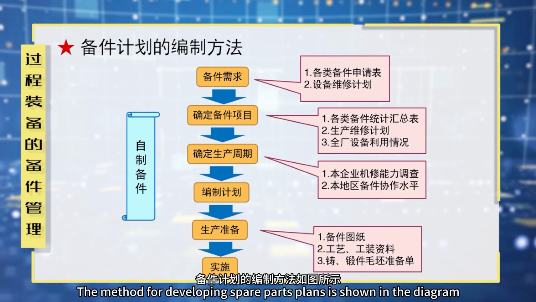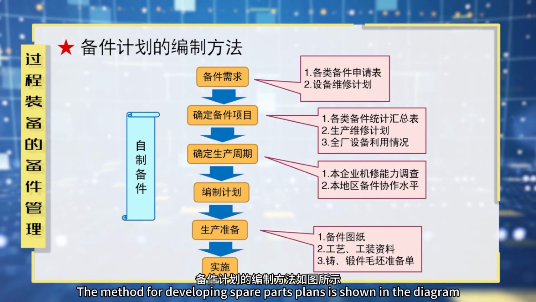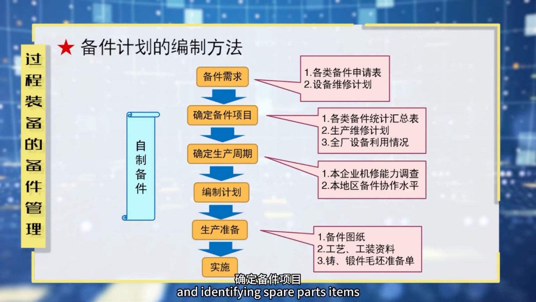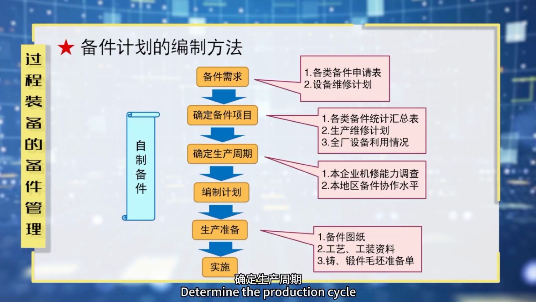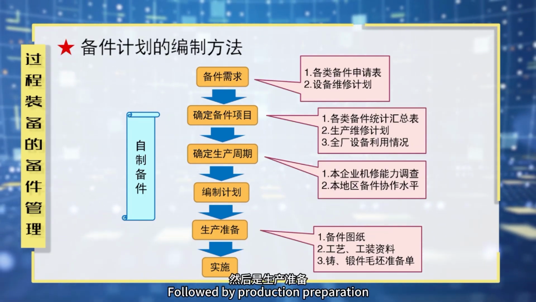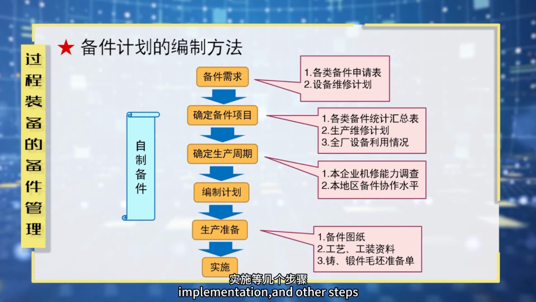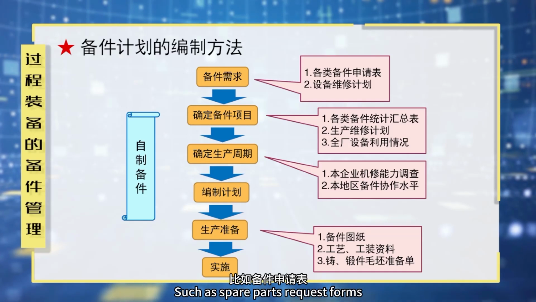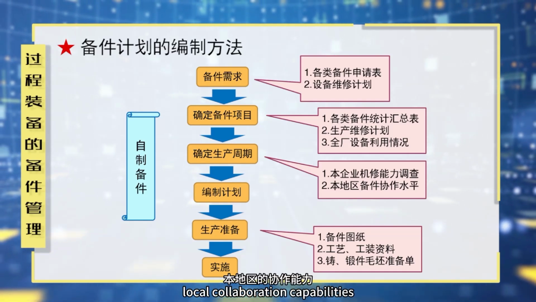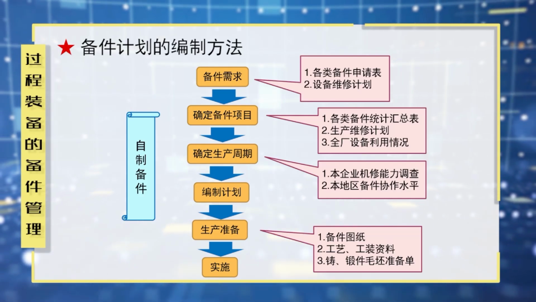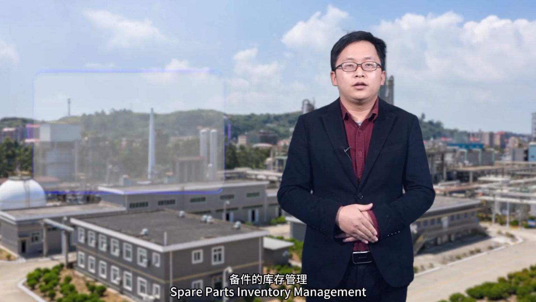Part 2, Methods for developing spare parts plans. The method for developing spare parts plans is shown in the diagram. It requires going through spare parts demand and identifying spare parts items. Determine the production cycle, prepare the plan, and develop procedures, followed by production preparation, implementation, and other steps. Various factors need to be considered, such as spare parts request forms, production maintenance plans, local collaboration capabilities, spare parts drawings, and related documents.